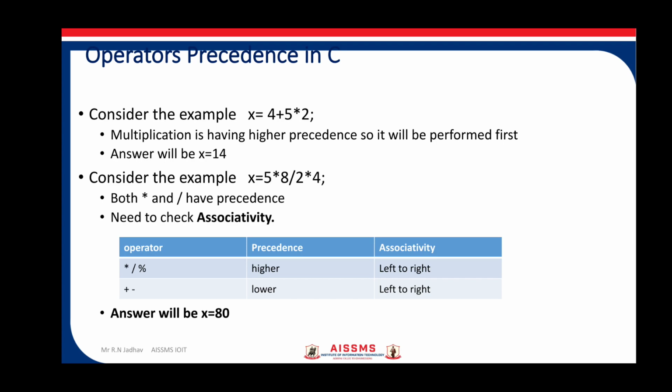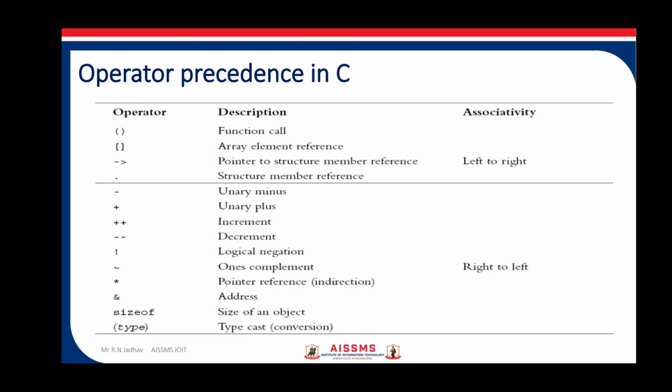So this associativity is important when we have multiple operators in one single statement and both operators have the same precedence. For all the operators which are present in C, their precedence and associativity can be seen in this chart. The top priority, or highest precedence, is for the brackets, that is function call, array element reference, pointer to structure and structure member reference, and their associativity is from left to right.